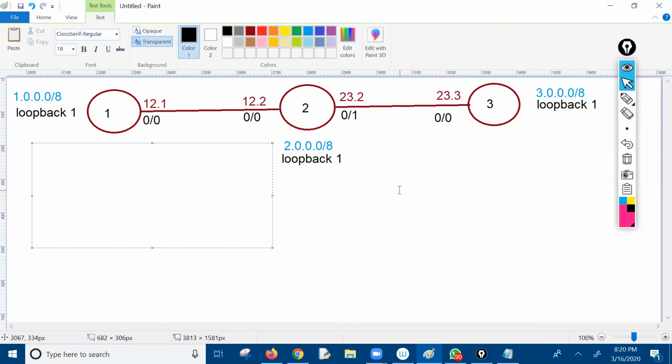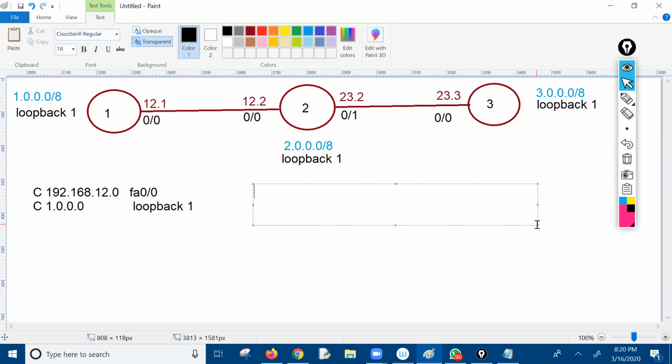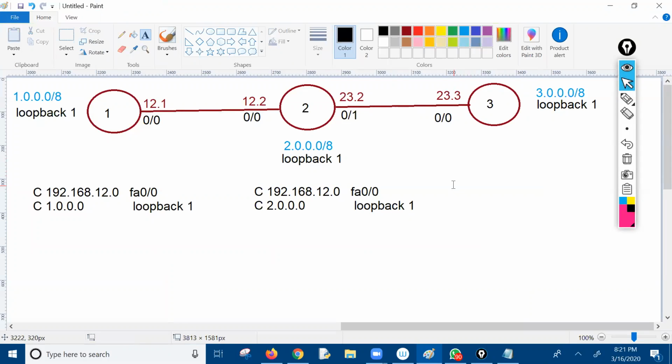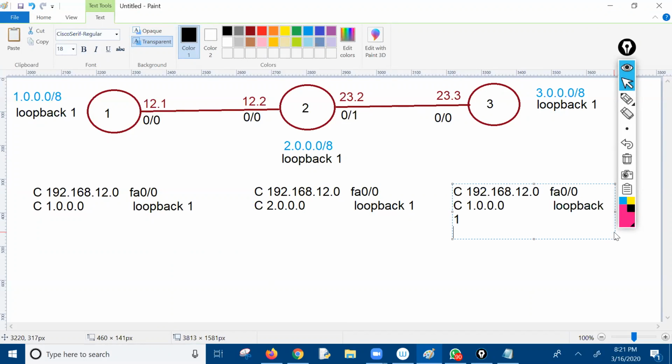So what will be the routing table of R1, guys? For example, the routing table of R1 has 192.168.12.0, that is associated with the 0/0 interface, right? Connected 1.0.0.0, and we have loopback number 1. Loopback number 2. This C is going to represent the connected information, and connected has an AD and metric of 0.